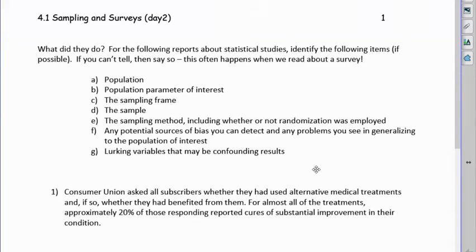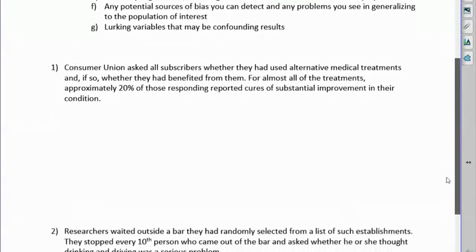Of 4.1, I just want to go through these important things to be able to identify them from a statement, to see if we can identify a population, parameter of interest, sampling frame, sample, sampling method, whether or not you felt it was randomized, sources of bias, including direction of the bias, and any variables that could be lurking or confounding the results. Some of these things won't be present in what we're going to read, but we'll just go through and see what we can find.